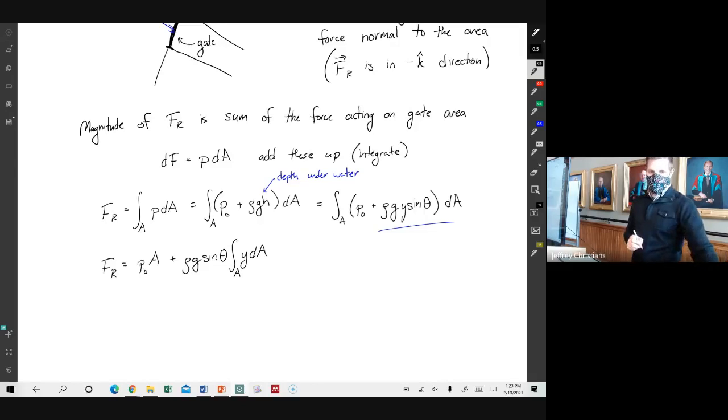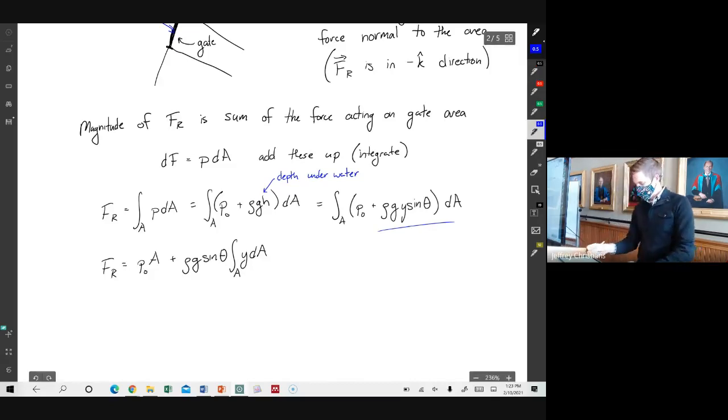Okay, this integral, does anybody recognize it? If you do, I'll be kind of impressed. If you don't, I'll be neither impressed nor unimpressed. Okay, nobody recognizes that integral? It's fine if you don't.